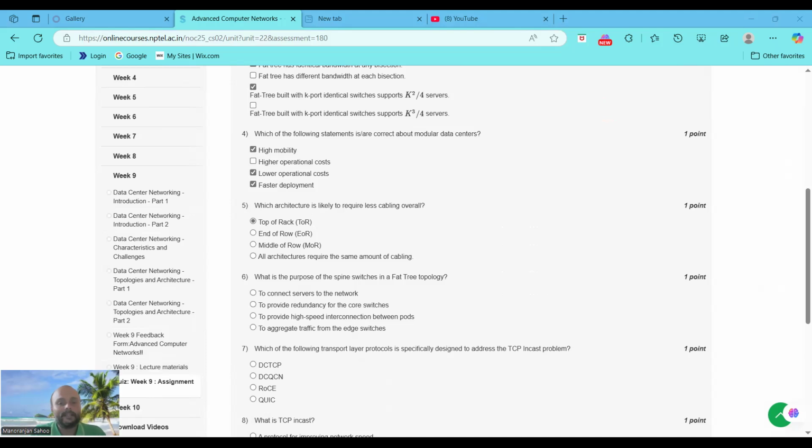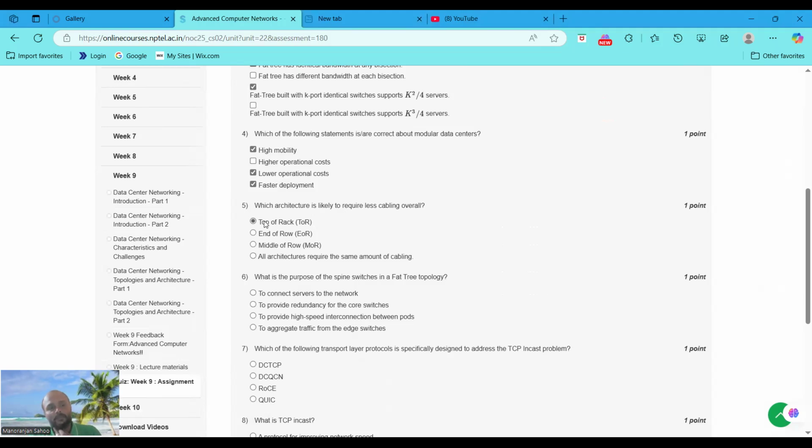Okay, that's why we choose TOR. TOR is generally preferred for cabling reduction: shorter cable, reduced congestion and easier management. Clear? Question 5, option A, TOR.